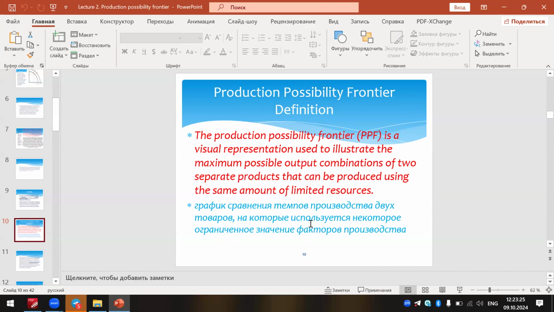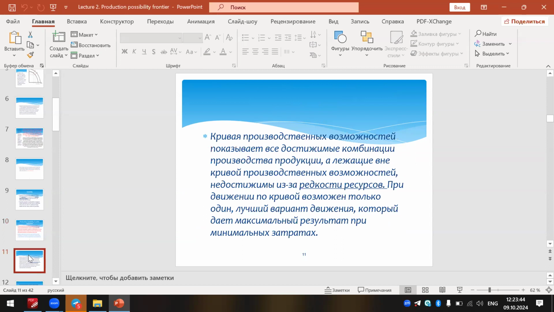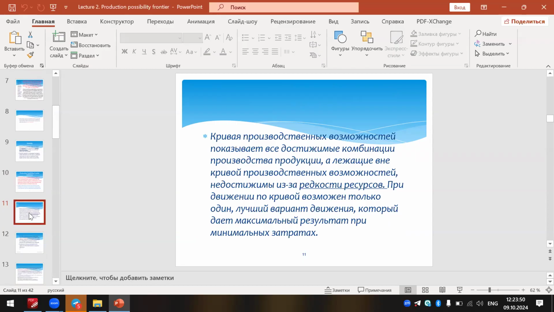То есть я вам сказала, либо мы используем эффективно наши ресурсы для производства машин, либо мы сбалансируем производство, скажем, выращивание определенных сельхозпродуктов, то, что стратегически важно для наших отраслей, все на благо нашего народа, то есть мы должны выгодно выбрать вот этот проект. Кривая производственных возможностей, видите, показывает все достижимые комбинации производства продукции, лежащие вне кривой производственных возможностей, недостижимы из-за редкости ресурсов.